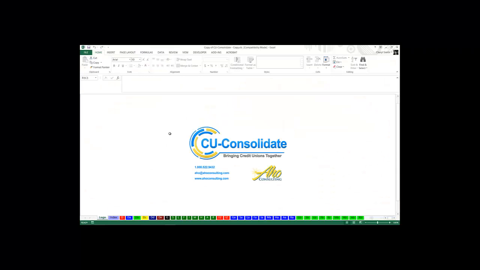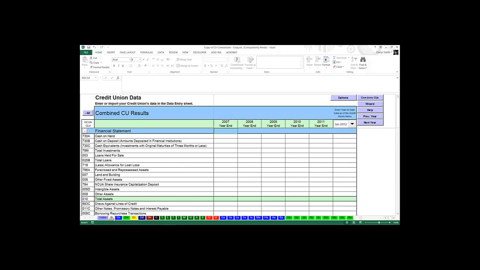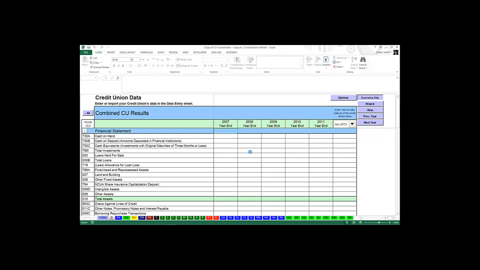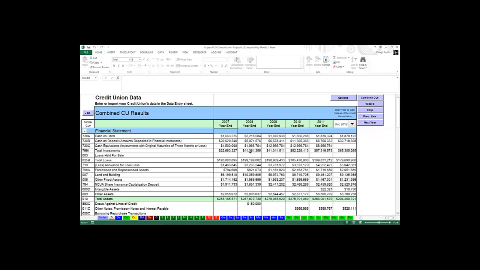Once the credit union's data has been loaded into the program, you are ready to consolidate credit unions in CU-Consolidate. Simply go to the D sheet and click Combined CUs. Now, check the checkboxes next to the names of the credit unions you would like to combine. Click OK. The data from the credit unions is now combined and new sheets are created to the immediate right of the D sheet.